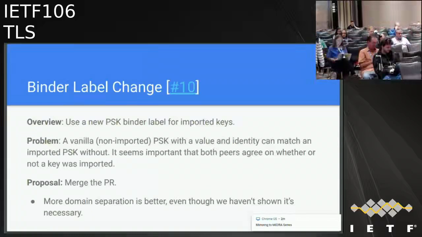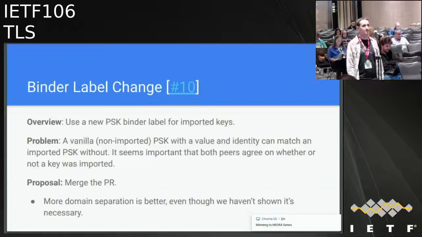So there's actually one other outstanding pull request, and Jonathan, you might not want to sit down because it's just your pull request. The proposal is, in addition to importing an external PSK and doing the key diversification based on the protocol and the KDF, you also change the label you use in the binder computation. The idea is that in some pathological case where the identity that some other application constructs happens to match an imported PSK identity, and the PSK is the same, both parties potentially aren't in agreement as to whether or not a key was actually imported.